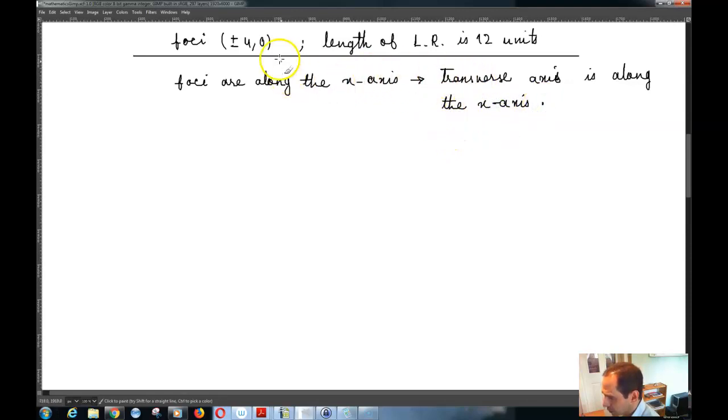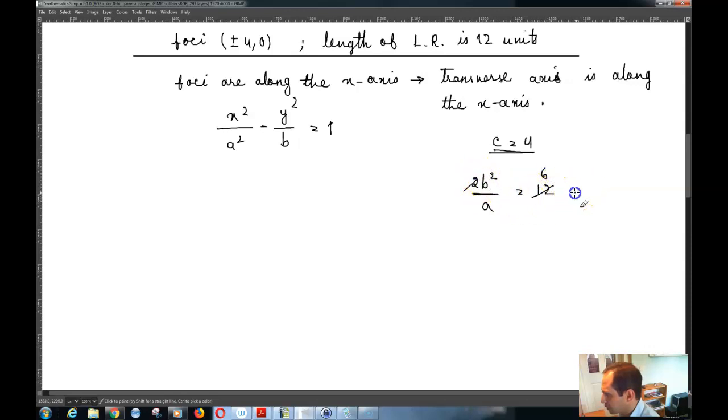and so then you can write the equation as x squared by a squared minus y squared by b squared is equal to 1. Now, since the foci are at a distance c away from the center, this tells me that c is equal to 4. And since the length of the latus rectum is 12 units, and the formula for the latus rectum is 2b squared divided by a, that is equal to 12. So b squared by a is equal to 6.